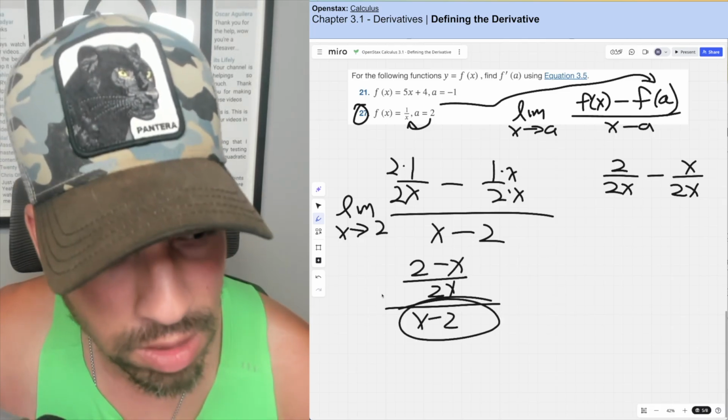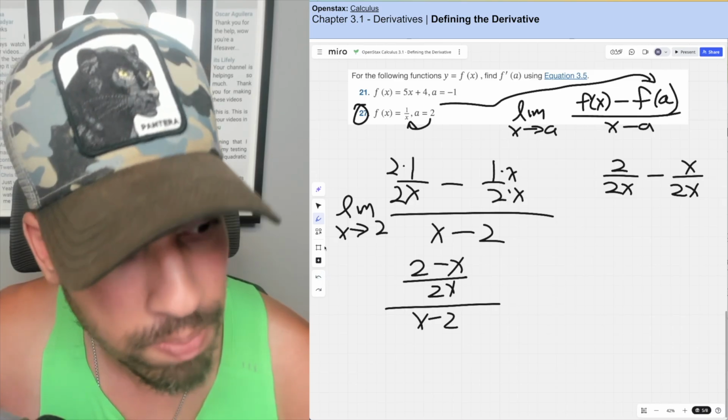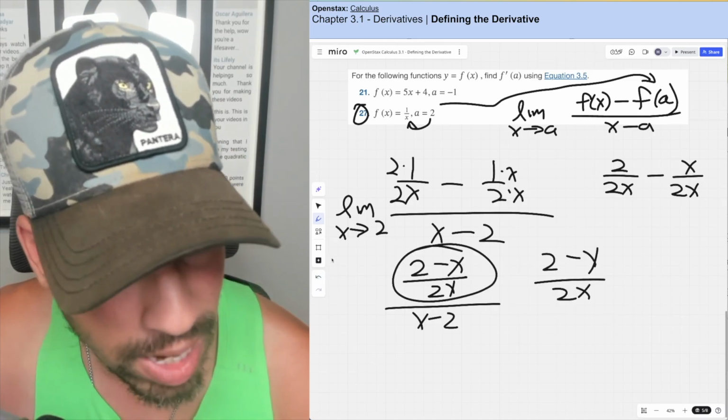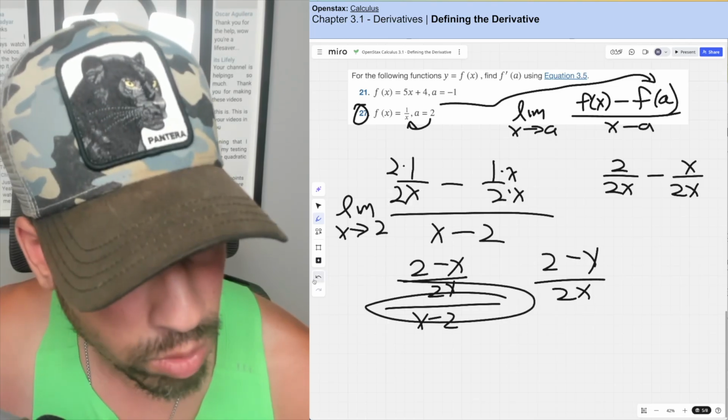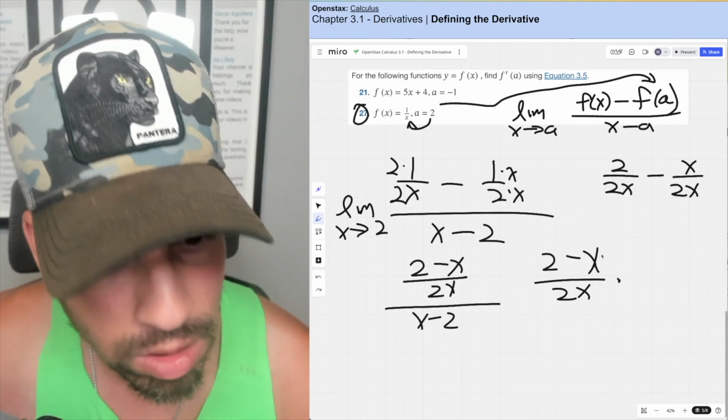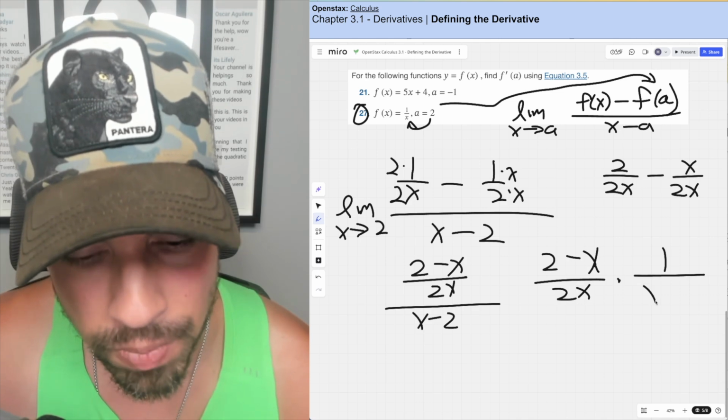Now, since we're dividing by this, we're going to keep, change, flip. So we're going to say 2 minus x over 2x. We're going to keep that. And since we're dividing, we're going to change that to multiplication, keep change, and then we're going to flip this to be 1 over x minus 2.